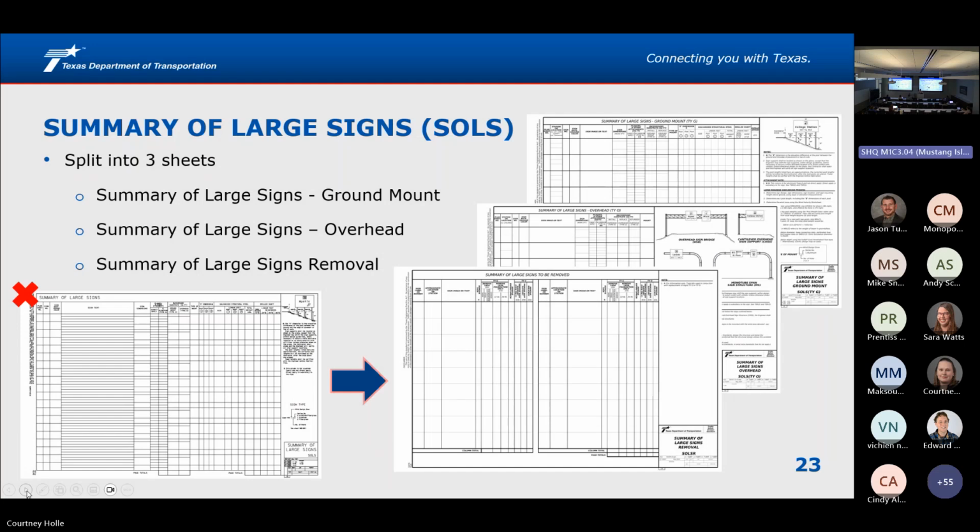We came up with some new summary of large signs sheets for ground mounted signs, overhead signs, and removal signs. Hopefully, for those of y'all that are designers, that helps you out. For those that are doing construction, having these separate and the district not having to make their own, hopefully that's helpful to y'all.